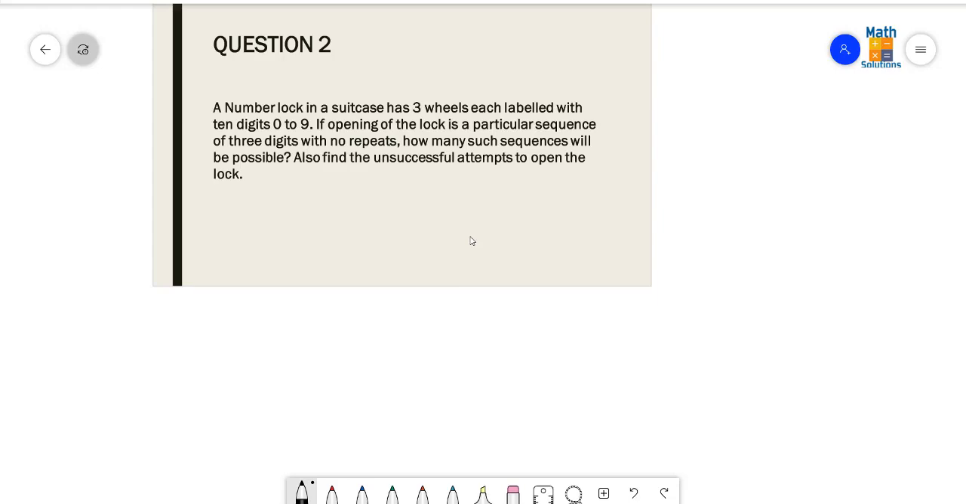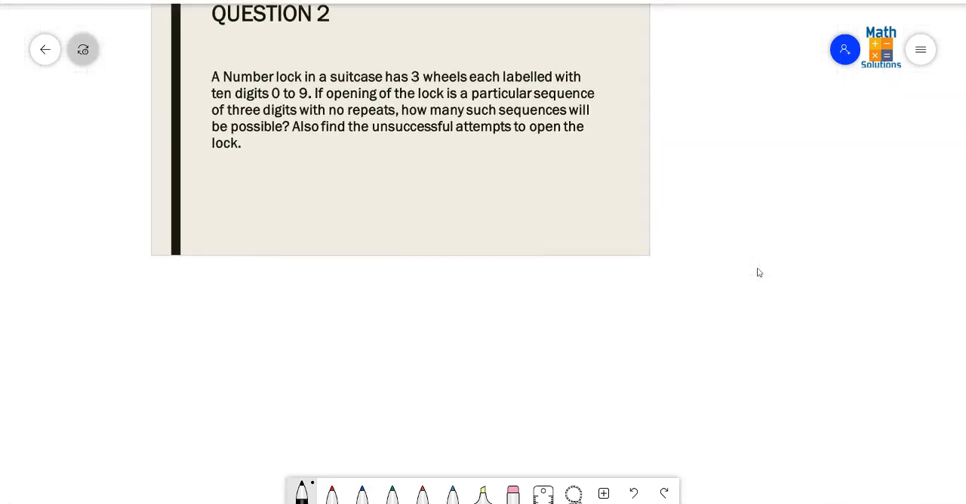So, from this total number of possible sequences, we have to subtract that one. So ultimately after subtracting 1 from the total number of possible sequences, whatever result we get will be the answer of this second part. So let's start solving the question.